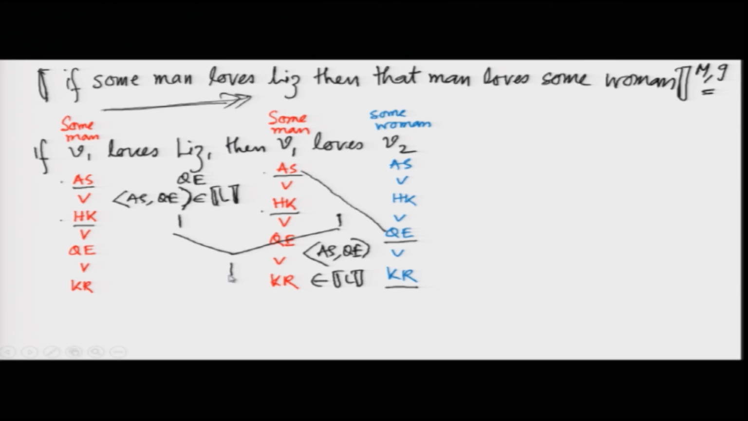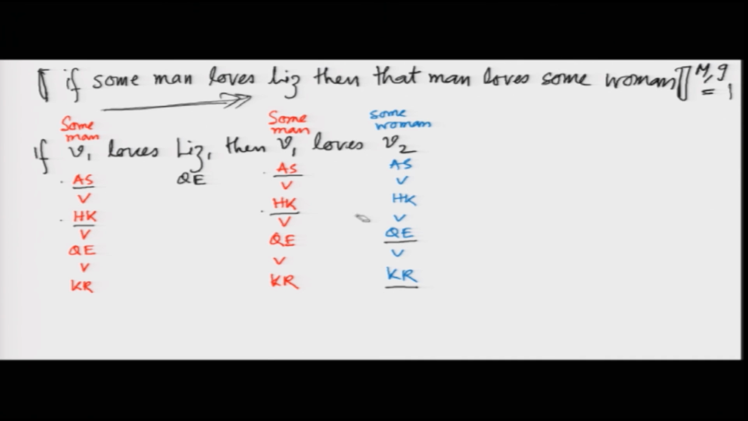So, we can see that there is at least some man who is such that if he loves Liz, then he loves some woman. We have seen that. We need not check any other value, because one individual who happens to be a man has satisfied all other conditions. So therefore, this will be 1 anyway. But for the sake of understanding, we may also check what happens in the case of HK. Does he qualify?